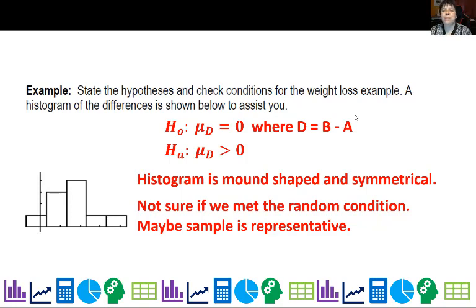I'm not sure if we met the random condition. It didn't really say when I was making up my problem. I should have said something. Maybe our sample is representative, and I'll tell you, well, let's assume it's representative. But the data is definitely paired, and that's the other condition we have.